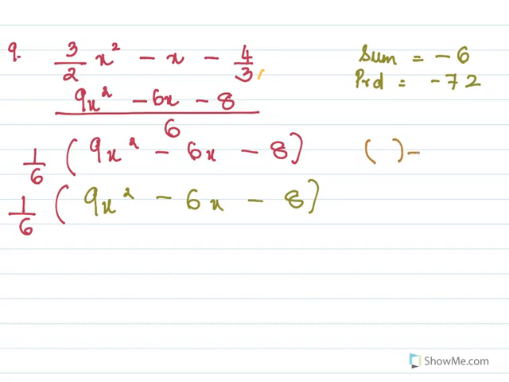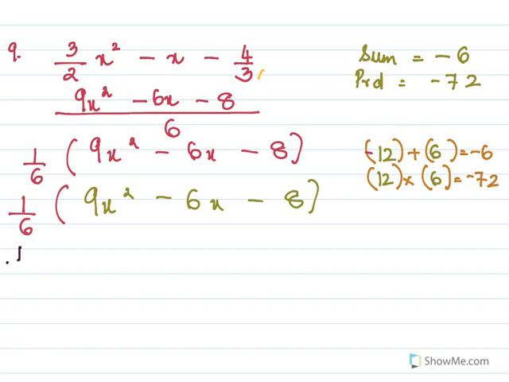So I get one number plus the other number. When I add, I should get minus 6. And when I multiply, I should get minus 72. And those numbers will be 12 and 6. 12 and 6, when you multiply, you get 72. When you add, you get 18. But we need minus 6. So it will be minus 12 plus 6.